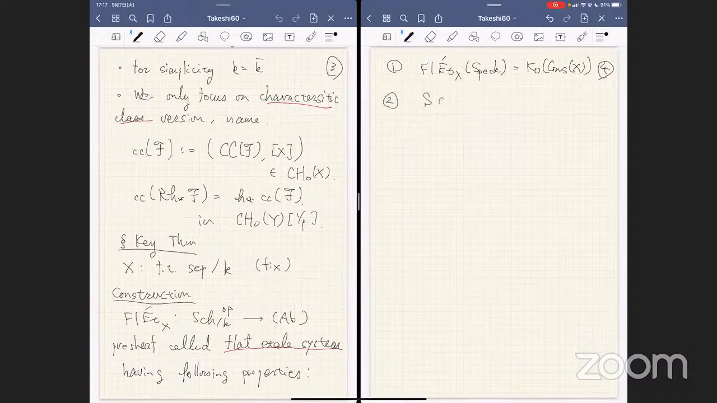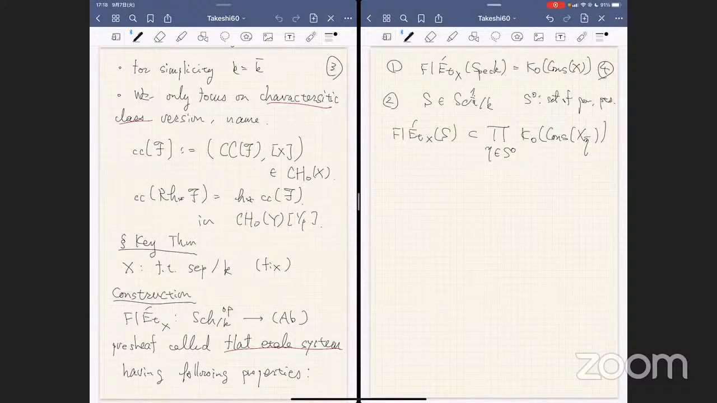Second, for any S, when I write this scheme over K, I'm assuming it's finite type and separated. And S0 is a set of generic points. And then the section is a subgroup of this product, the Grothendieck group of constructible sheaves on X eta. So it's determined by the generic points of S.